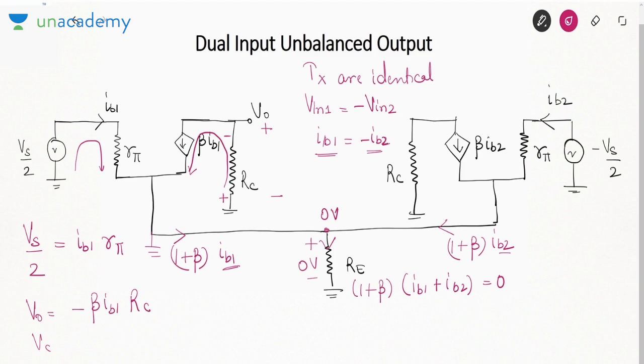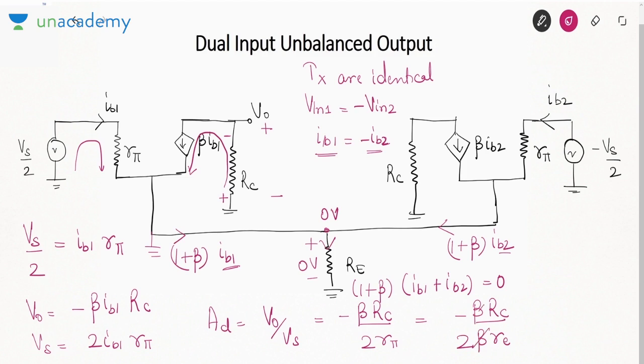So if you write Vs, Vs is 2 IB1 R pi. If you find out the differential gain, which is V0 by Vs, if you take the ratio, IB1 will get cancelled, giving minus beta RC by 2 R pi. We know this R pi is approximately beta re. So that is minus RC over 2 re. This small re is much less than capital RE. That is why differential mode gain is much greater than the common mode gain.